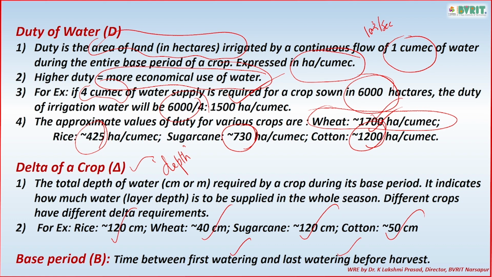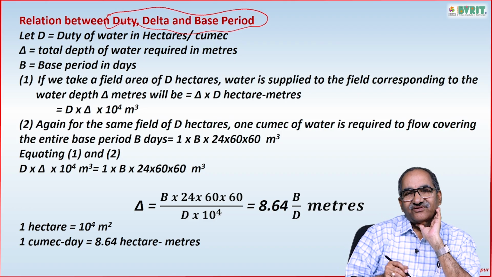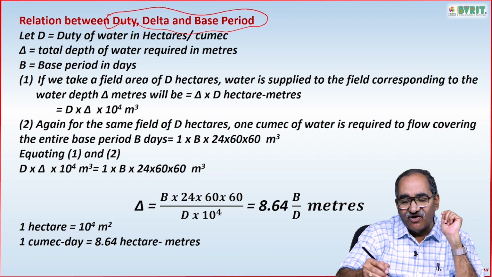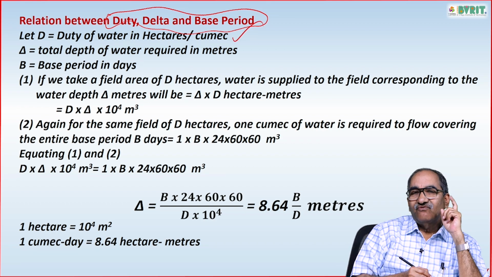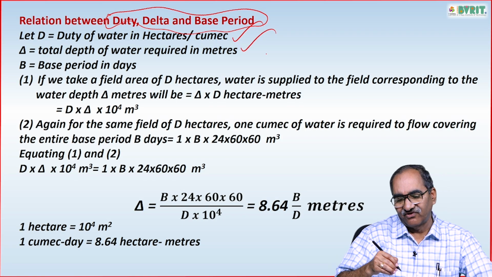But what is base period? Base period means it is the time between the first watering and last watering before harvesting the crop actually. Is there any relation between duty, delta and base period? Excellent question for you. Duty means actually the 1 cubic of water, how much area you can irrigate. What is delta means the total depth of water that is required for growing the crop.